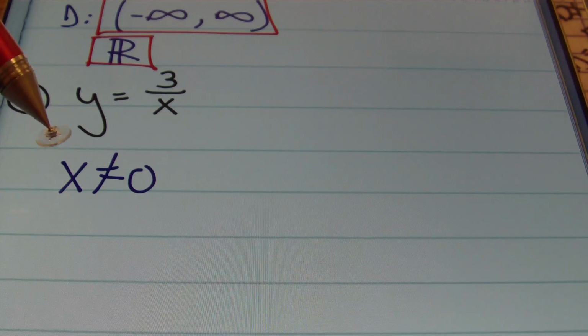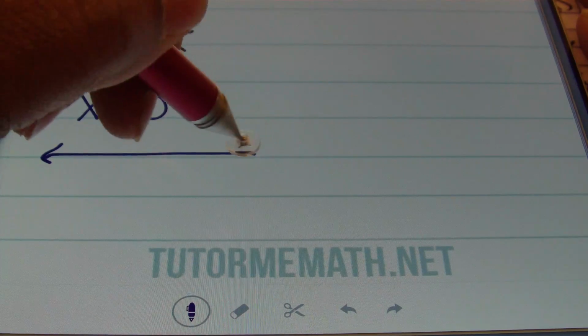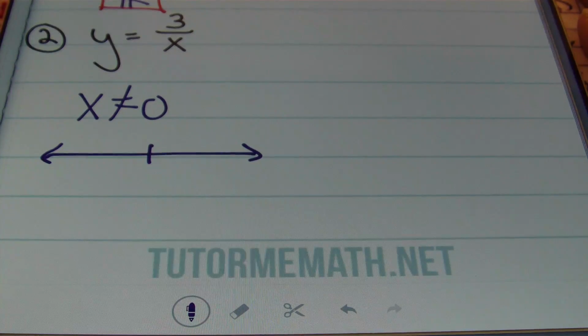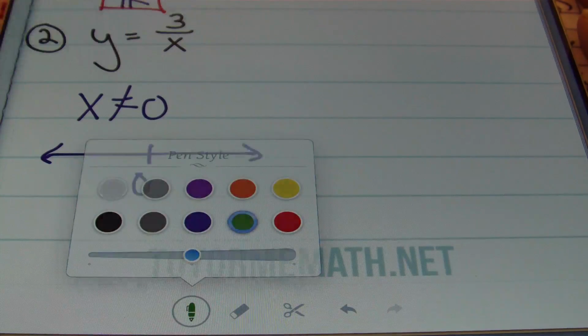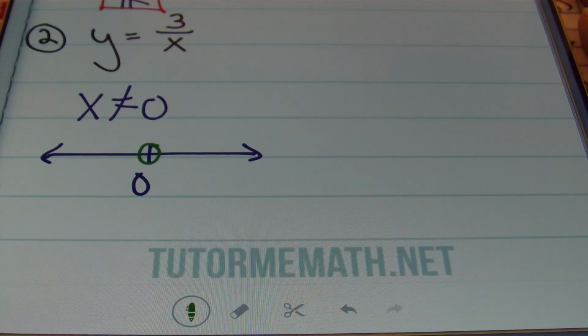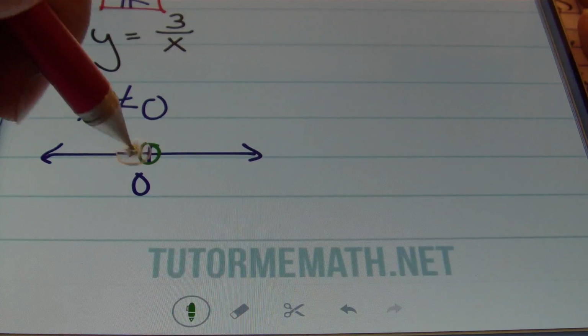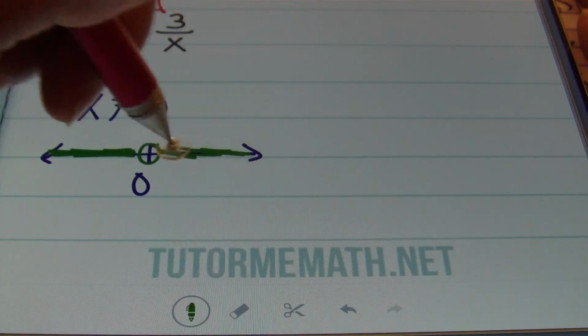Well, in this case, my x is already solved for. To help you out with your interval notation here, it may be a good idea to go ahead and set this up on a number line. At 0, my value of x can never equal that, because that'll make my original function undefined. But everything to the left of 0 is good, and everything to the right of 0 is good.